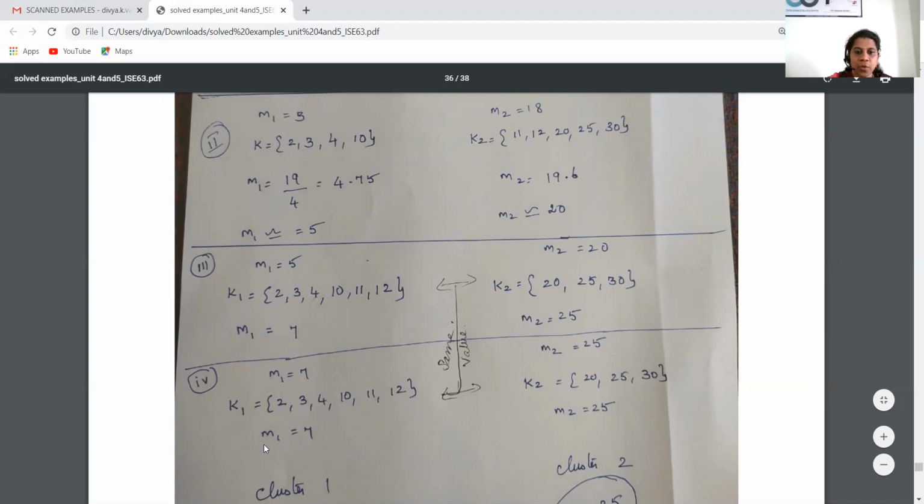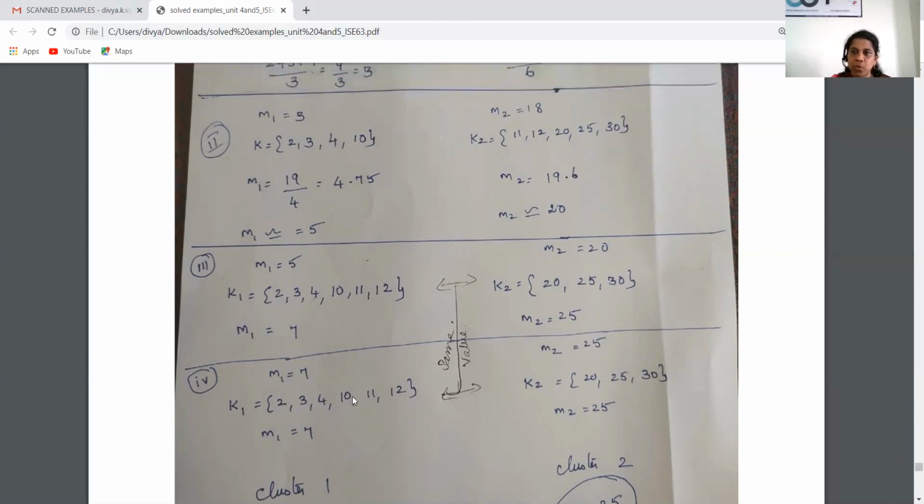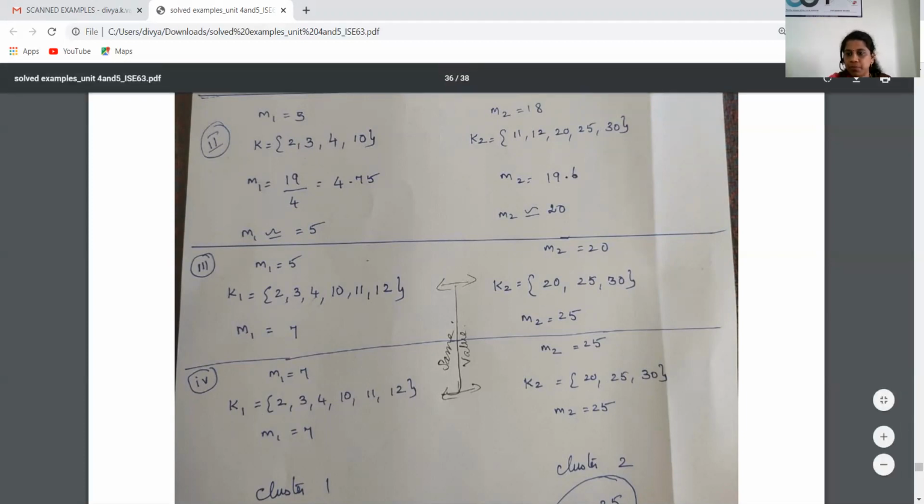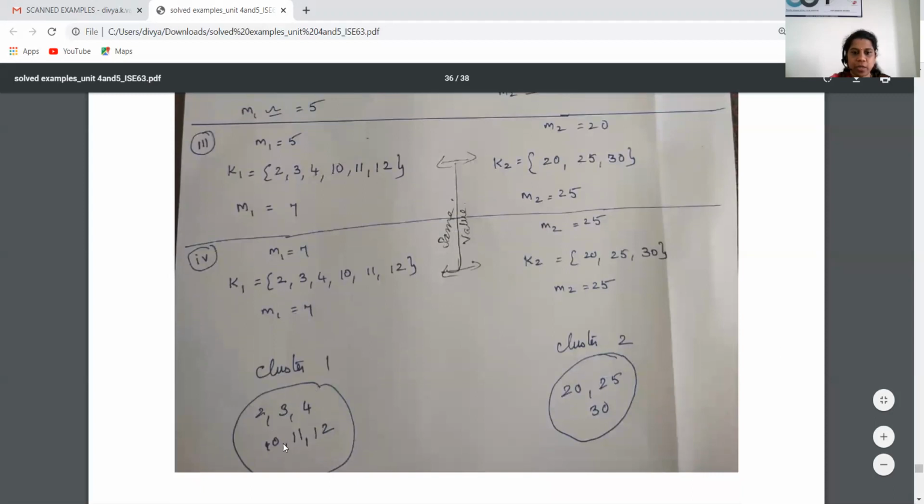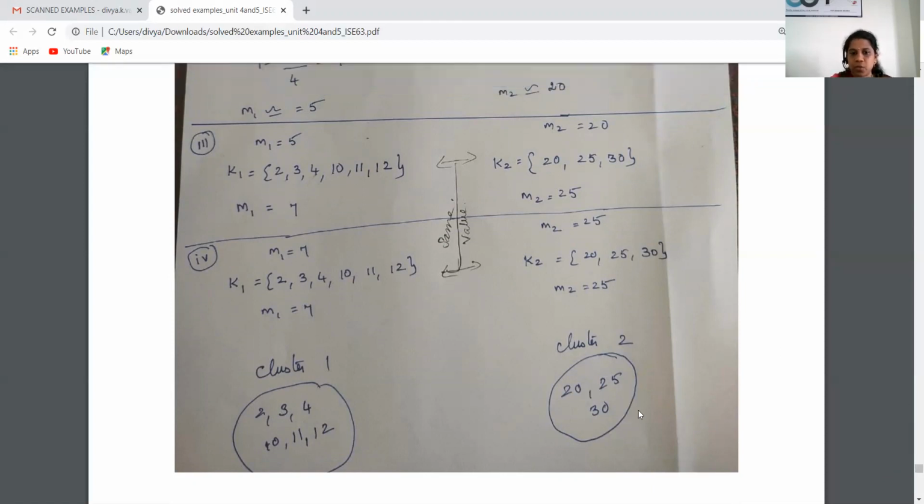Now what is happening, if you compare this K1 and this K1, both are the same, right? This cluster did not change, even though the mean changed from 5 to 7, and here the mean changed from 20 to 25, but the cluster remains the same. This indicates that we can stop the procedure. We got a fixed cluster. So cluster 1 we can represent as 2, 3, 4, 10, 11, 12. Cluster 2 will be 20, 25, 30 based on the distance parameter, right? So this is the procedure.